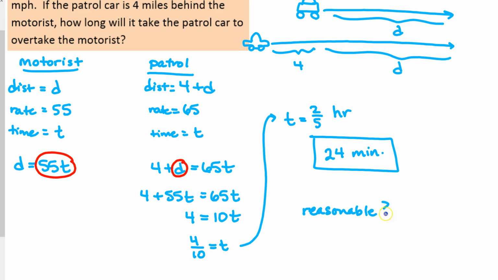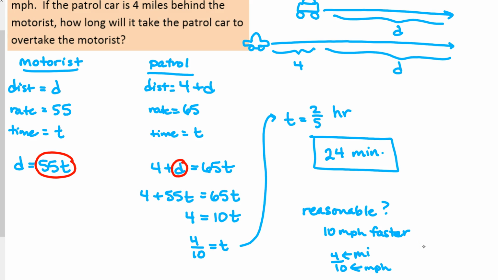So how much faster is the patrol car going compared to the motorist? The patrol car is going 10 miles per hour faster, and it has to make up 4 miles. So 4 miles, 10 miles per hour. It makes sense that that would be 2/5 of an hour. Again, 4/10. 4 miles, 10 miles per hour.